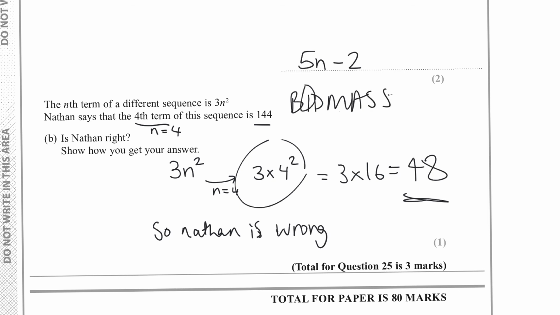the I represents indices. Indices means your powers. And our I comes before our M. So you would need to work out the 4 squared first before you multiply it by 3, which is why Nathan is wrong.